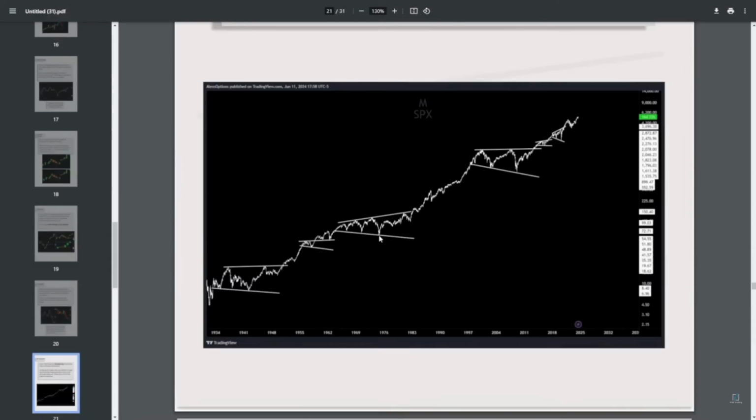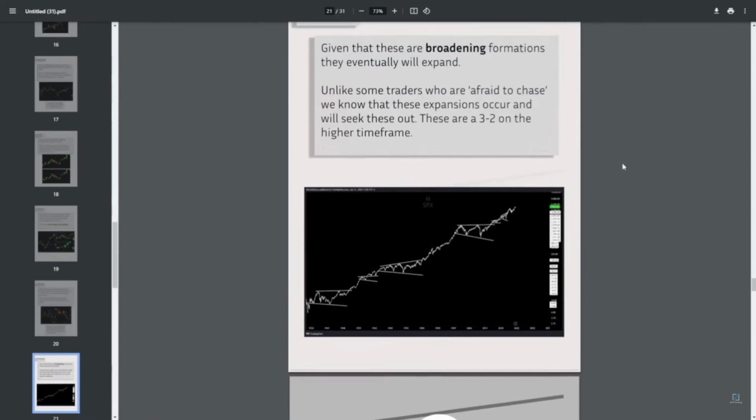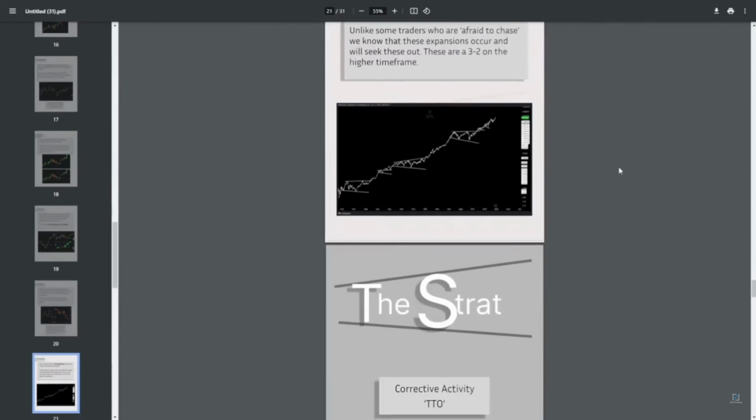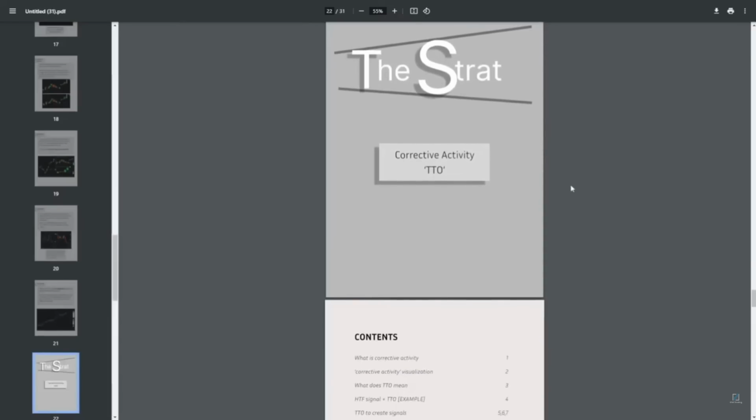Got to stay up there, or you're going to try and come back through. So hopefully that makes sense, and you'll see a lot more of this as we get into combining signals, and it's going to be in tomorrow's lesson. But the last thing here is then talking about the TTO, or the triangle layout, and corrective activity.